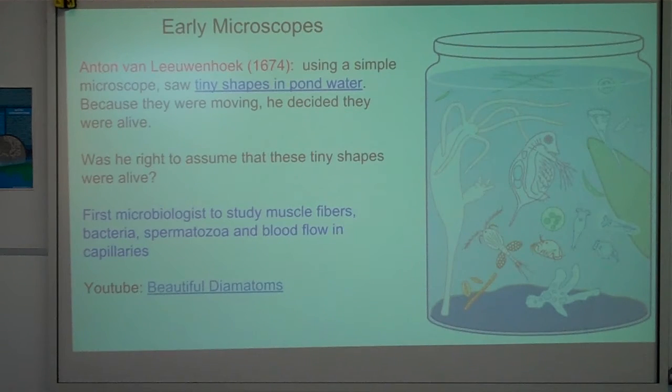Okay, Van Leeuwenhoek, you do need to know about. He used a simple microscope and saw tiny shapes in pond water. I think we talked about these before. I've shown you that slide before. Because they were moving, he decided they were alive. Is that a valid assumption? Movement equals life. When we talk about living things, what are we really interested in? What's our definition for living things? Yes? Of course he was right. They're alive. And then people started doing cool little things.